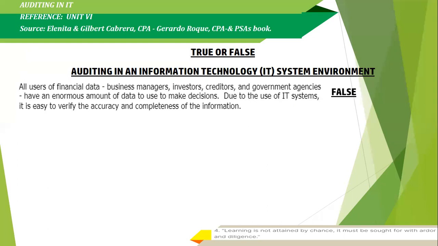Hindi ibig sabihin na pag may IT system ka na, accurate na kaagad ang business information. So malamang baka may wrong input yan. So mali yung process ni system, mali din yung magiging output. So it may be manual or in an IT system environment ng entities natin. Mahalaga pa rin na i-verify pa rin natin yung accuracy of the information. Right? Not just sabihin na kung IT na siya, it has an advantage over the manual system. Right?